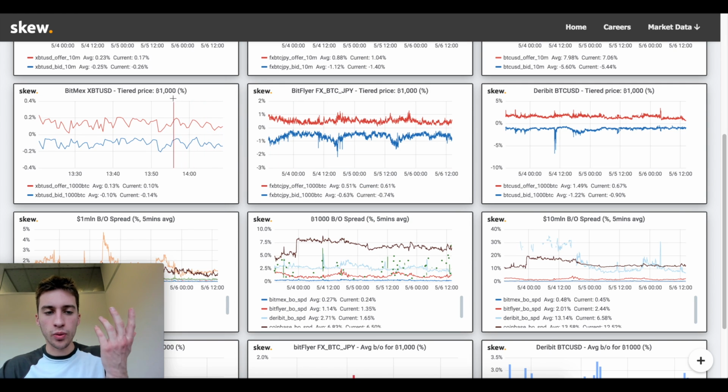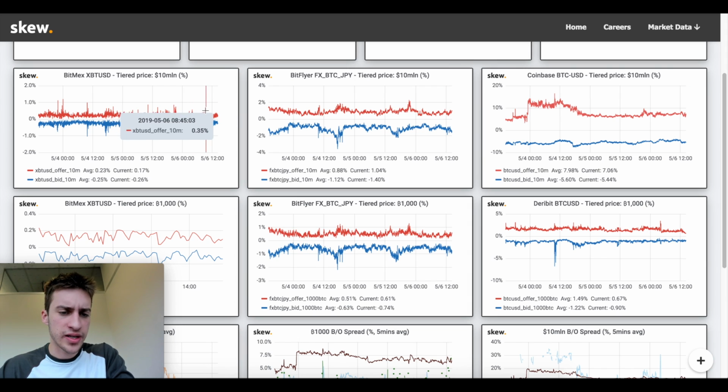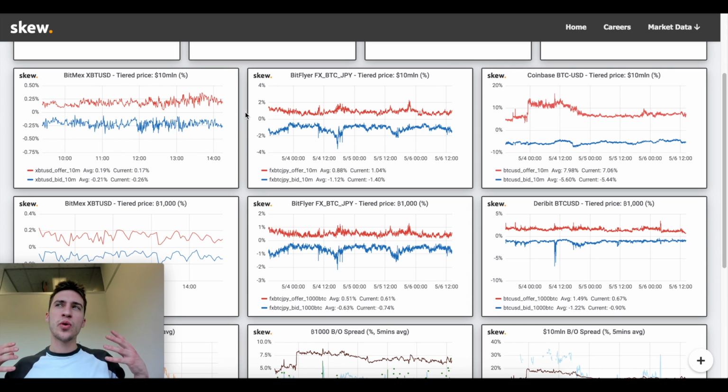Now, do you have to look at the 1,000 Bitcoin? No, you could also look at the 10 million, which is saying, how far up and down would I have to look for 10 million of liquidity? So if I wanted to market buy 10 million worth of XBT USD, how many offers would that take? What percent upward? Or if I wanted to market sell 10 million contracts in a short, how much would that impact the bids?